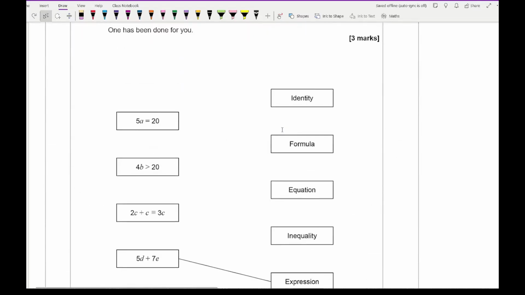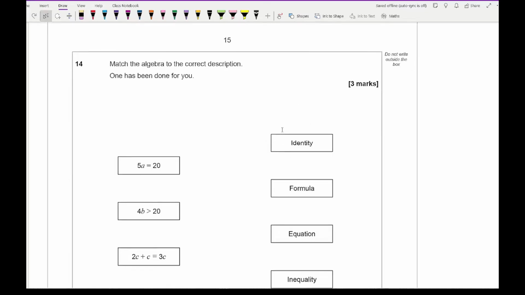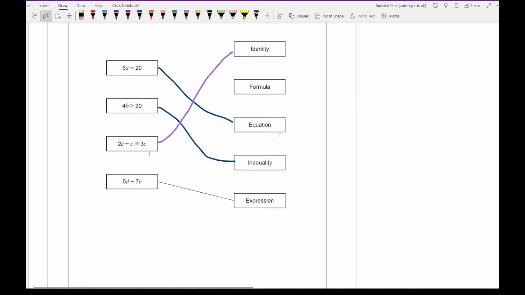So moving on to question 14, it says match the algebra to the correct description. So if I just zoom out so we can see all the options. Here we've got 5a equals 20. Well, that is an equation because we've got one letter and an equal sign. 4b is greater than 20 is an inequality, so that's going to be there. And 2c plus c is going to be an identity because we've got that symbol there, so that is a relatively simple one.